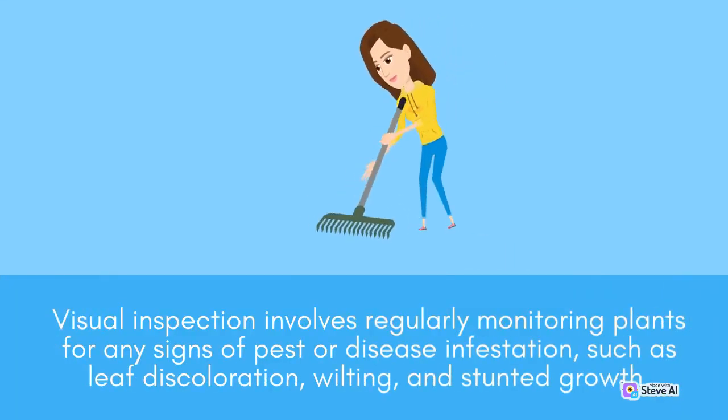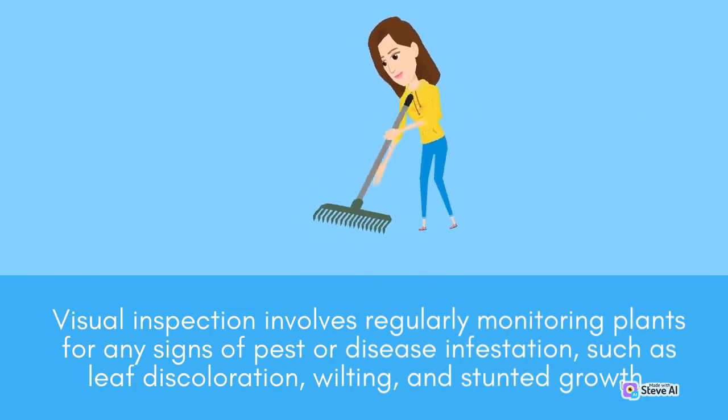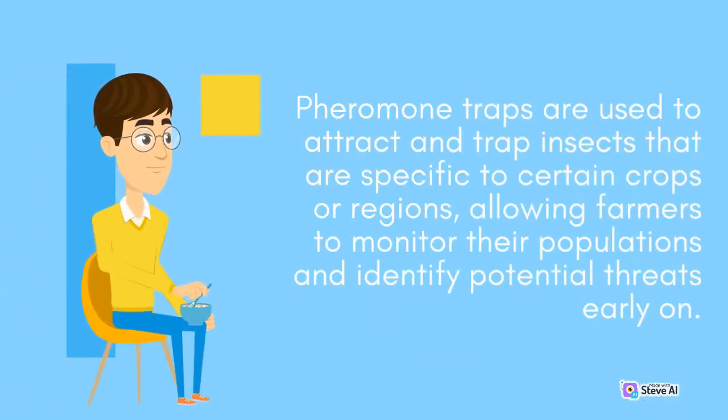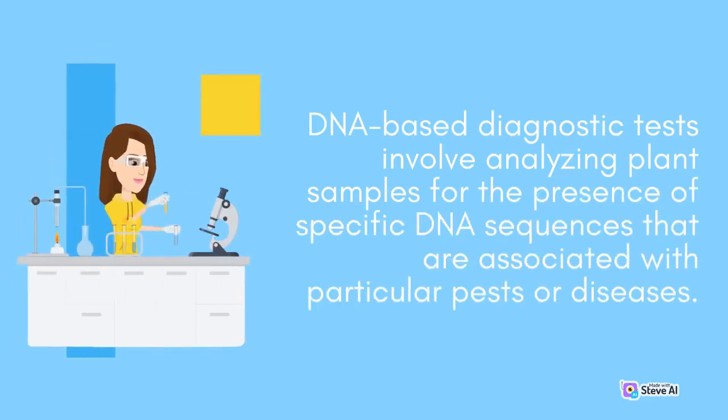Visual inspection involves regularly monitoring plants for any signs of pest or disease infestation, such as leaf discoloration, wilting, and stunted growth. Pheromone traps are used to attract and trap insects that are specific to certain crops or regions, allowing farmers to monitor their populations and identify potential threats early on. DNA-based diagnostic tests involve analyzing plant samples for the presence of specific DNA sequences that are associated with particular pests or diseases.